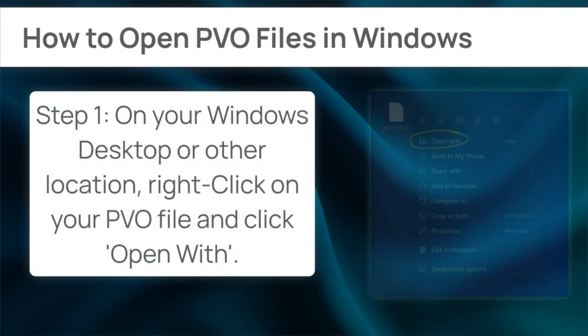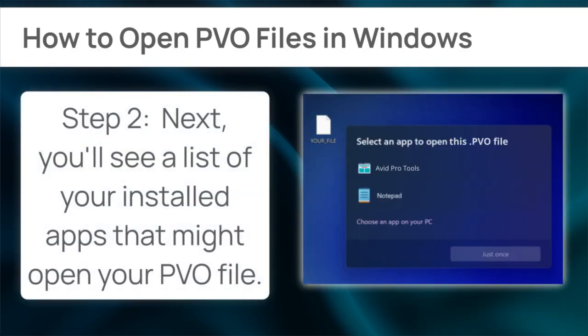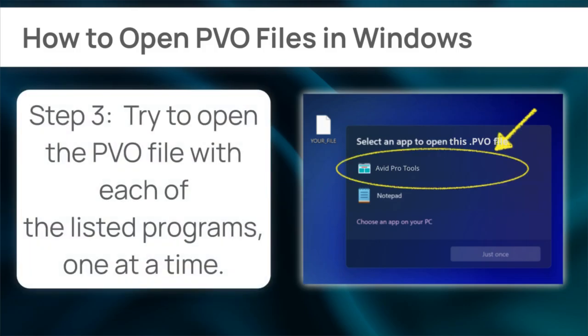Your first move is key. Right-click the PVO file and select Open With. Test with Avid Pro Tools if it appears. If it doesn't, select another program. It's often necessary to test multiple applications to solve the issue.